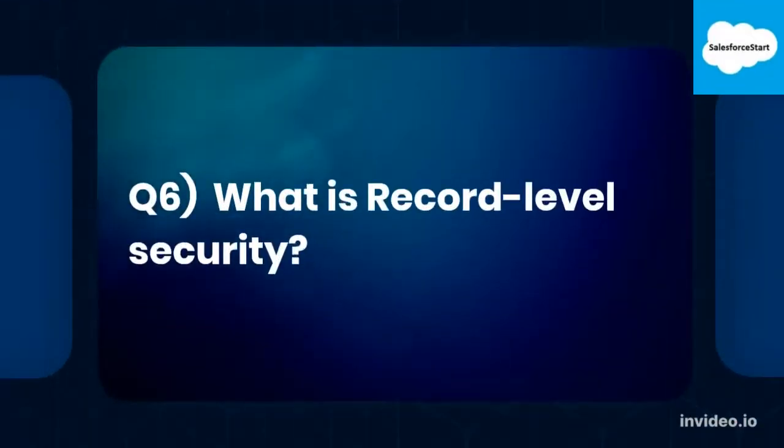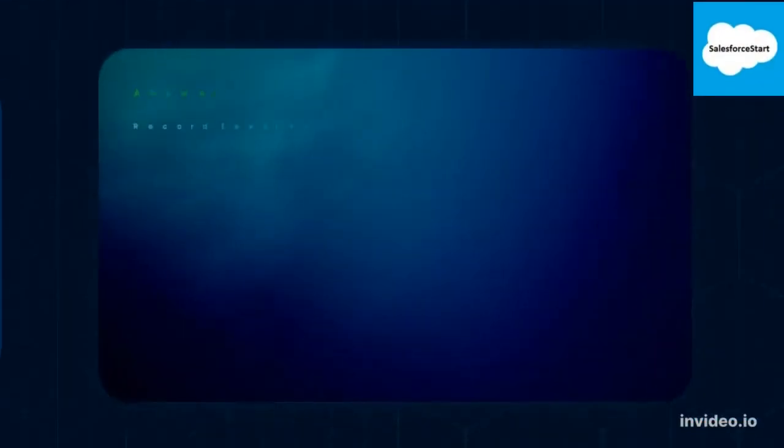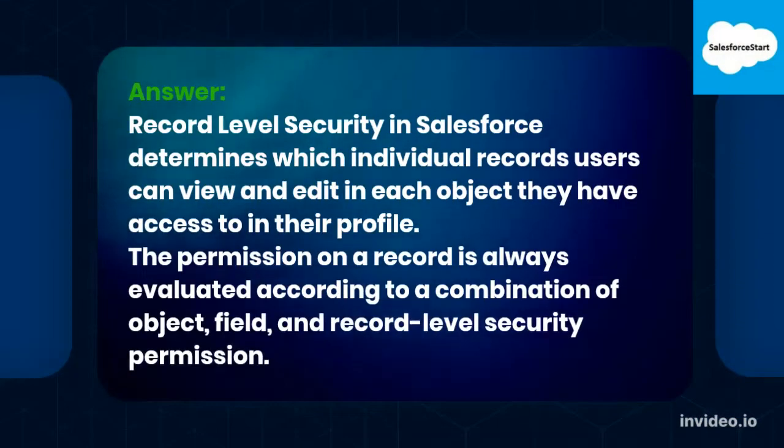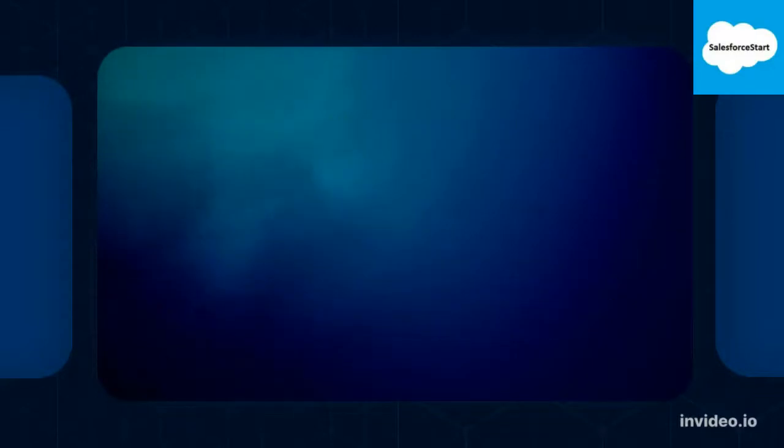Q6. What is record level security? Answer. Record level security in Salesforce determines which individual records users can view and edit in each object they have access to in their profile. The permission on a record is always evaluated according to a combination of object, field, and record level security permission.